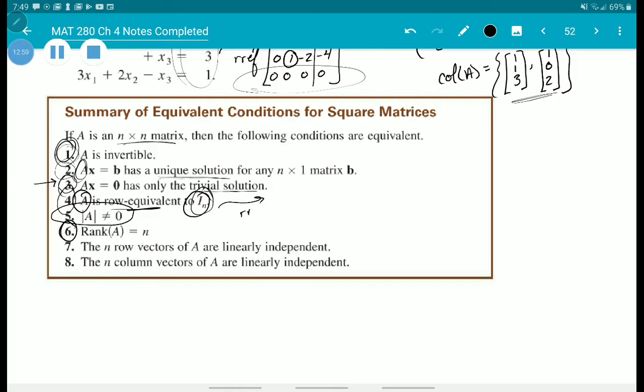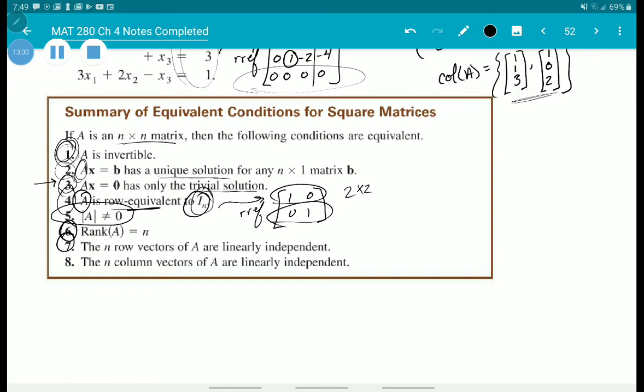So when we do RREF, let's say we're a 2 by 2, then we're going to get that. So there's our rows. And that leads us to talking about independence of the row vectors. That means we have n row vectors of A that are linearly independent. So if we're talking about 2 by 2, we're going to have 2 rows that are independent. 3 by 3s would have 3 that are linearly independent, and so on.